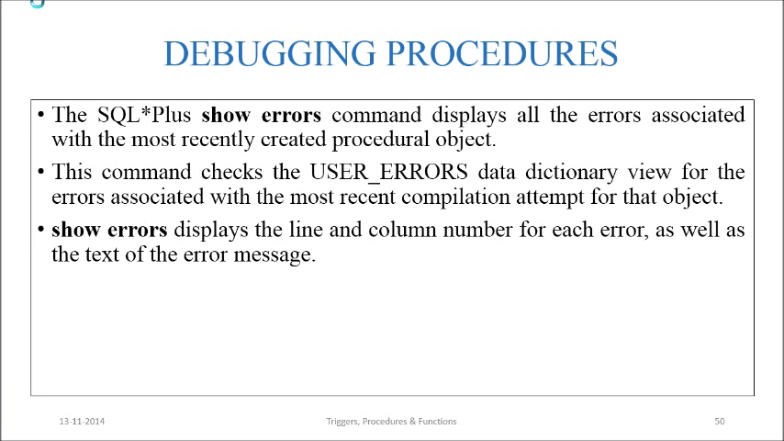The SQL*Plus SHOW ERRORS command displays all the errors associated with the most recently created procedure object. This command checks the USER_ERRORS data dictionary view for the errors associated with the most recent compilation attempt for the object. SHOW ERRORS displays the line and the column number for each error as well as the text of the error message. To view errors associated with a previously created procedure object, we may have to query USER_ERRORS directly.